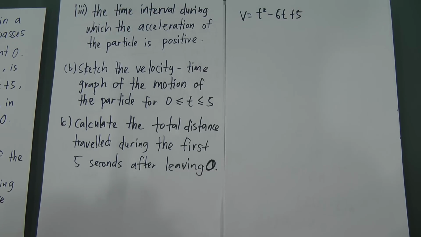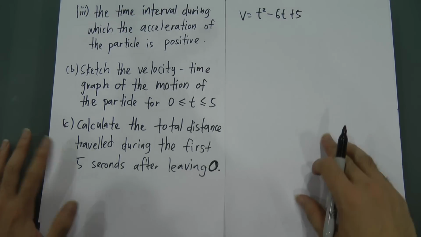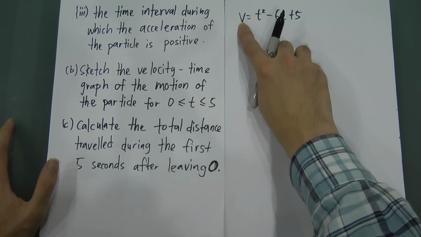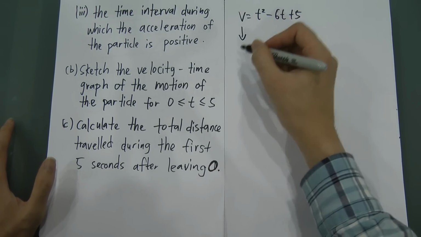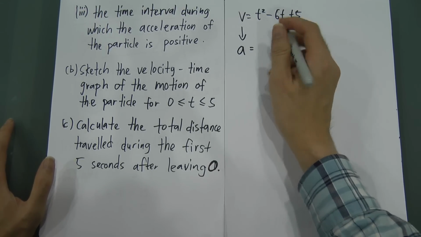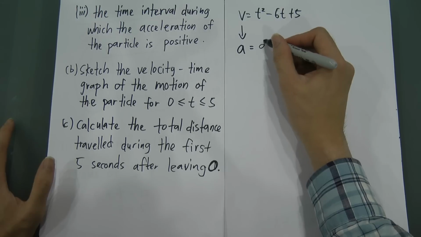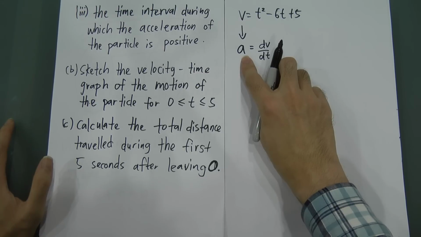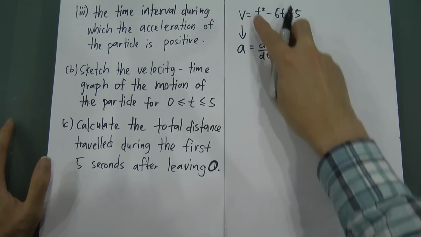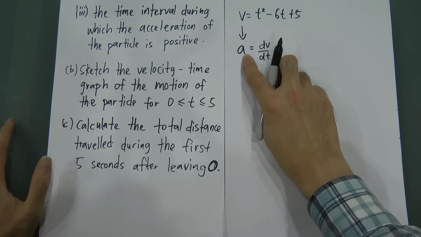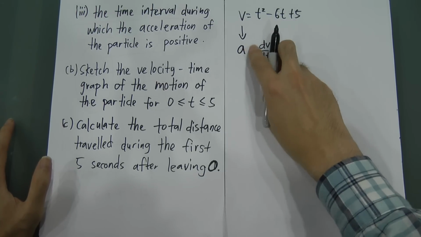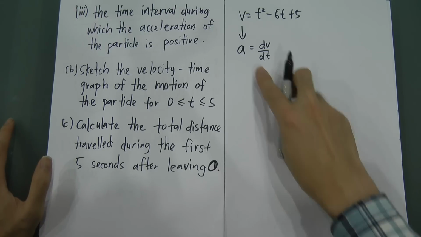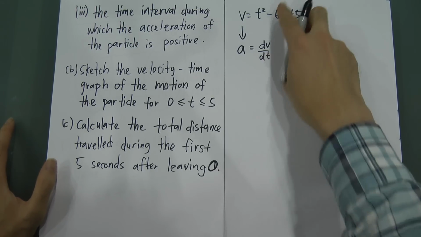Now he wants acceleration. So when you want to go from V to A, what do you need to do? You need to differentiate V. So dV/dt will bring you to A. When you differentiate V, you will get A. When you integrate A, you will go back to V. So now you want A, so we just do dV/dt.